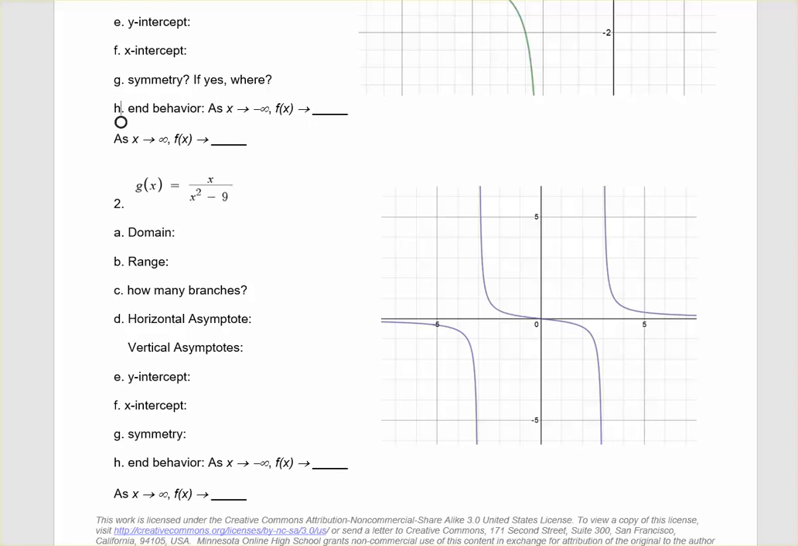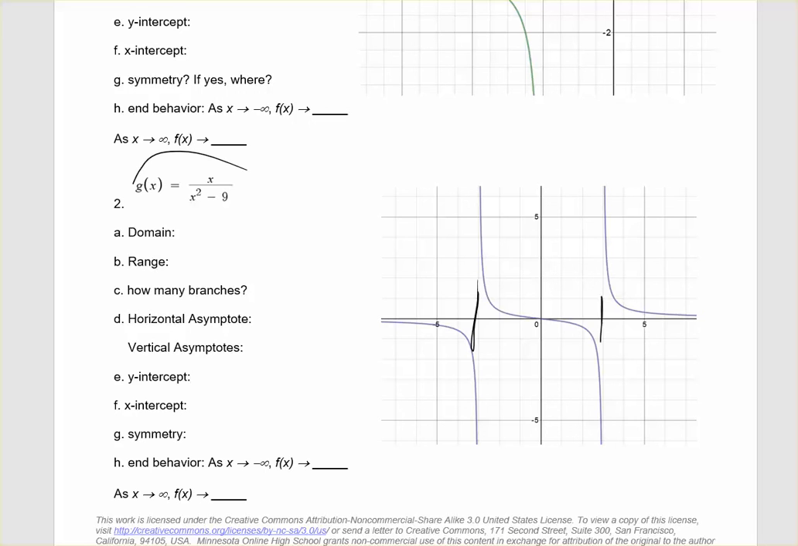The domain, my computer's acting up a bit here, so we'll try to get this completed. The domain for number 2 is not all real numbers because there are going to be some gaps. There's a gap here and there's a gap here. There's 2 vertical asymptotes for this one. So let's find out the asymptotes before we try to do the domain.